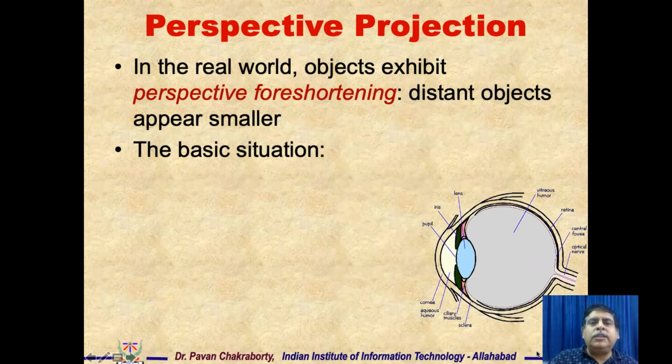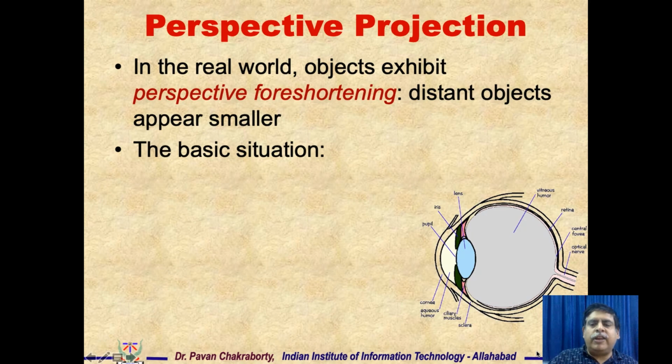Now, how is the perspective projection really happening? In the real world, the object exhibits perspective foreshortening. A distant object appears smaller. So let us see the basic situation. How is this image formed?